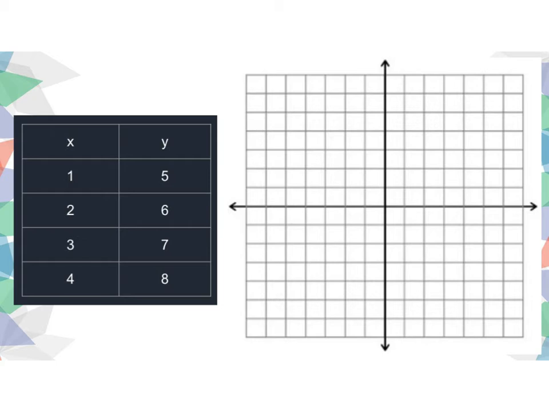In our last graphing example, in my table, I see that my x values go by ones, so I can make a scale on my graph that goes by ones for my x-axis. And then I see that my y values go all the way up to 8. So I'm going to make my y-axis scale go by 2s so that I can make sure all of my points will be plotted.